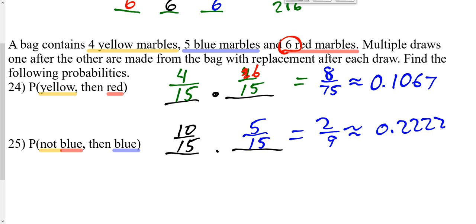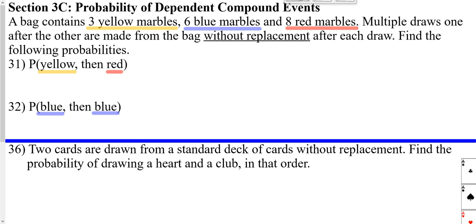Now, it is possible that what you do to begin with is affected by what you do the second time. We're kind of going back to the same situation we had to begin with, with yellow followed by red. But we only have 3 yellow to begin with, out of a total of 17 marbles.